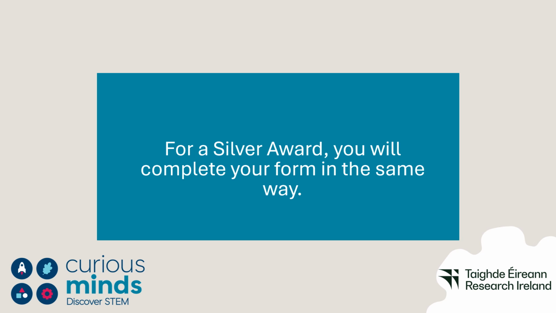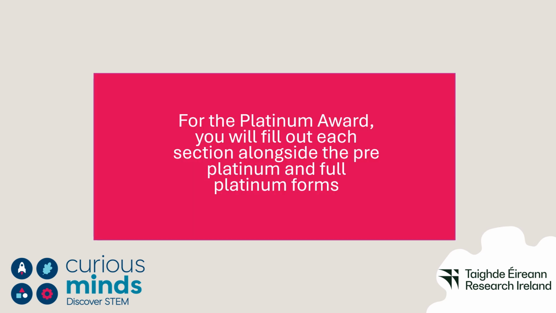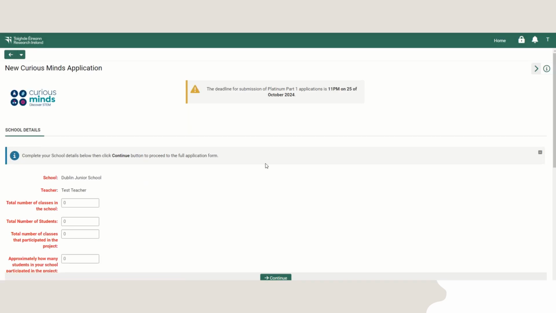If you are completing a Silver Award application, you will fill out your form in the exact same way. If you are completing the Platinum Award application, you will fill out each step alongside the pre-Platinum section and the full Platinum form. Please refer to the Platinum Award Toolkit for more guidance on the Platinum application. If you wish to apply for a Platinum Award, you will select the option next to the Gold Award here. When the Platinum Award is at capacity, or after the deadline for registering has passed, this will no longer appear as an option.